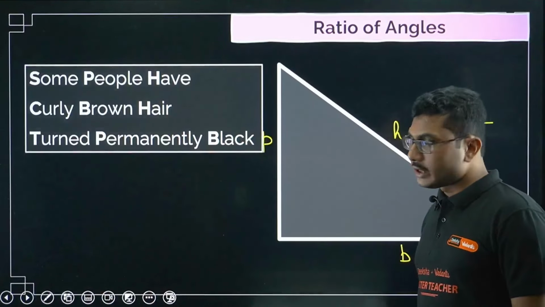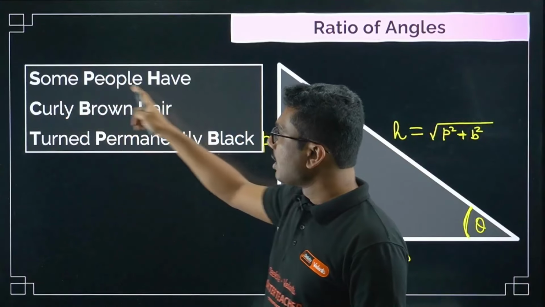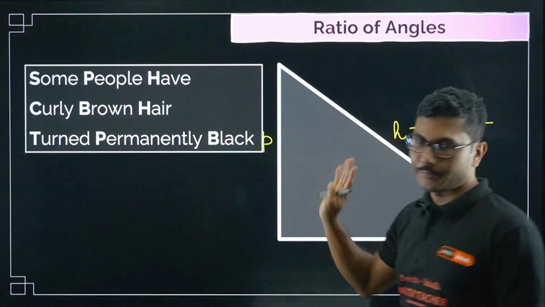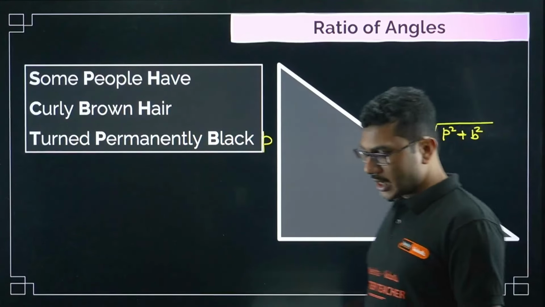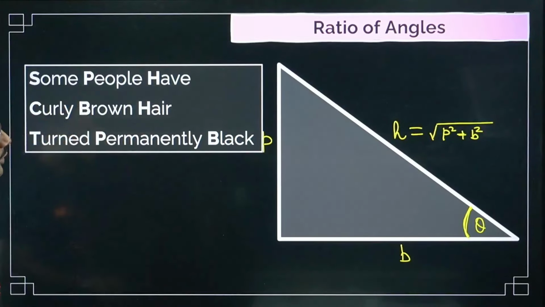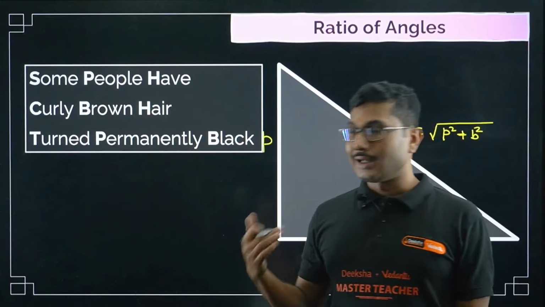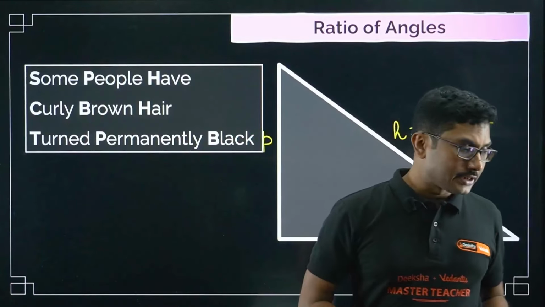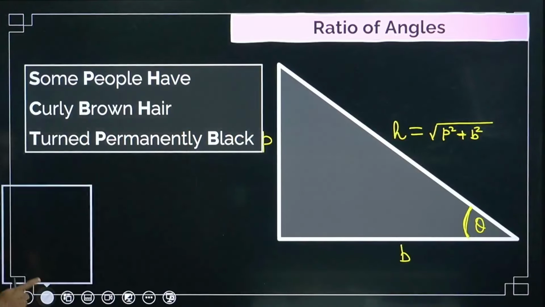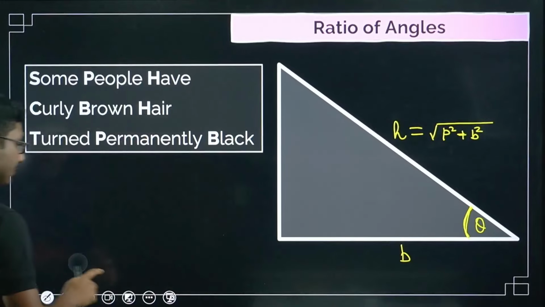So this is the shortcut that you have to remember. Some people have curly brown hair turned permanently black. Now this is the one that I learned when I was a student, and this is very helpful for me to remember. This is called mnemonics. You have learned a lot of mnemonics. Maybe there are some mnemonics in your language. Some of you watching me are from Kannada medium, so you may have learned something in Kannada.